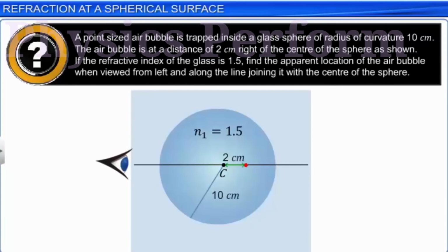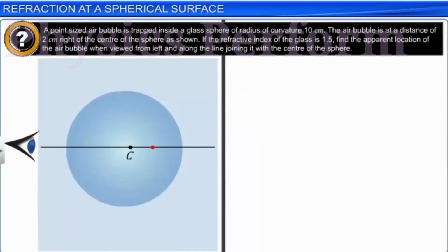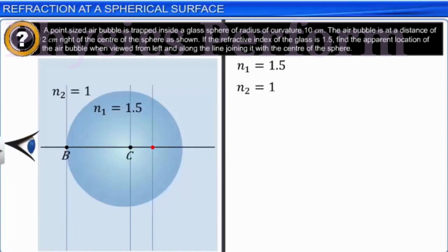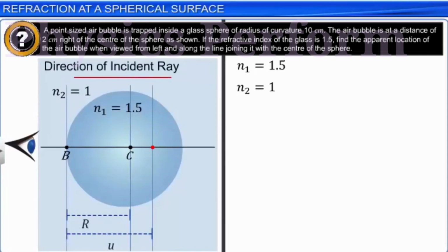Solution: the refractive index of the medium in which the point object is present, N1, is equal to 1.5. Since the other medium is air, N2 is equal to 1. Let B be the point of intersection of the principal axis and the spherical surface that lies in the direction of the viewer. All the measurements are to be made from B. Since R and U are measured in a direction opposite to the direction of the incident light, they are negative. Therefore, R is equal to minus 10 and U is equal to minus 12.